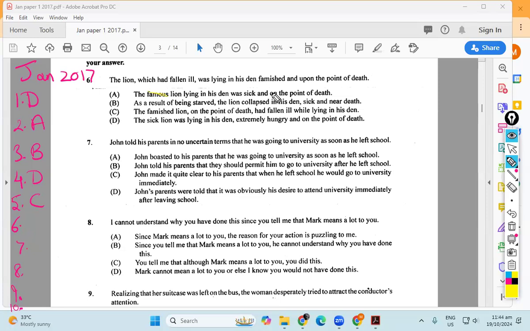As a result of that sentence, as a result of being starved, well, did they say he was starved? If he was starved, that means people didn't give him food. So that seems a little different from the original, but let's just double check. The lion collapsed in his den, sick and near death. Well, they didn't exactly say collapsed. They said had fallen ill, right? The famished lion, all right, that's okay. On the point of death, yes, he was on the point of death, had fallen ill. He had fallen ill while lying in his den.